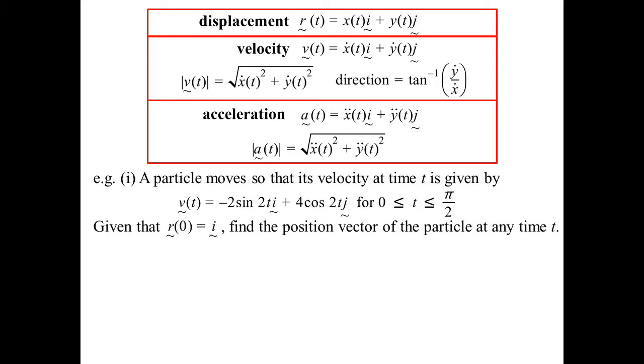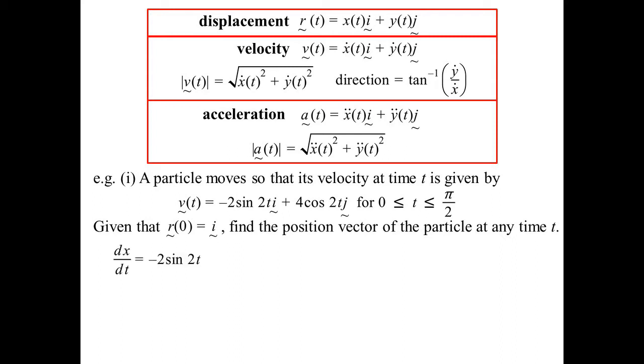Here's my velocity function. In the horizontal direction, we've got minus 2 sine 2t, and in the vertical direction, 4 cos 2t. And we're defining time to go between 0 and pi on 2. They've given us an initial condition. So at t equals 0, we have the vector i, that unit vector in the horizontal direction.